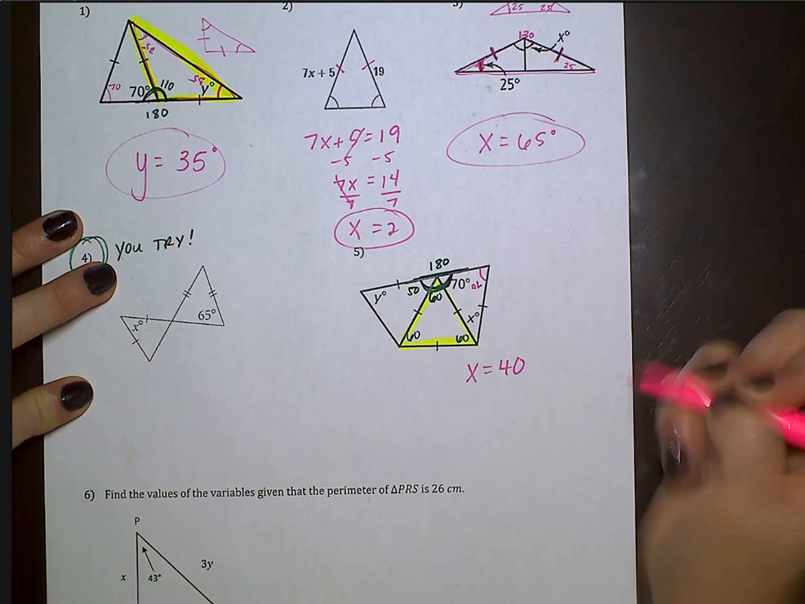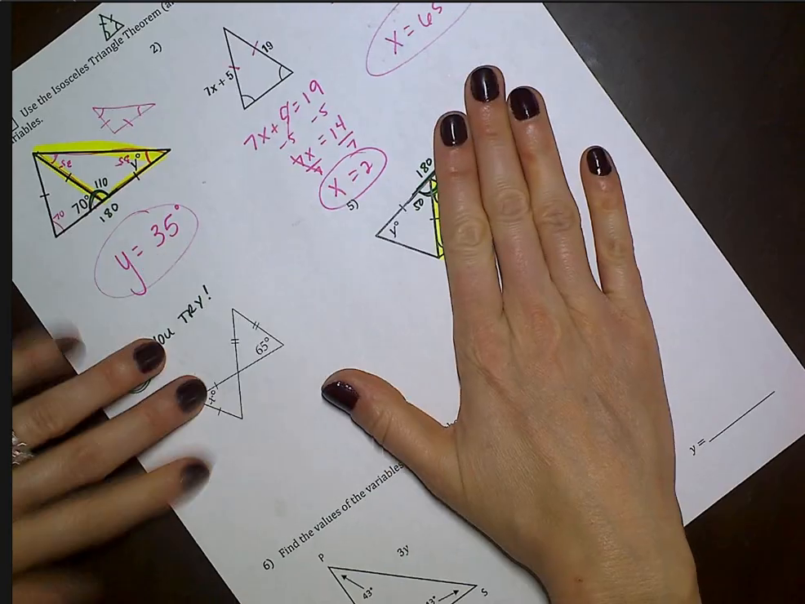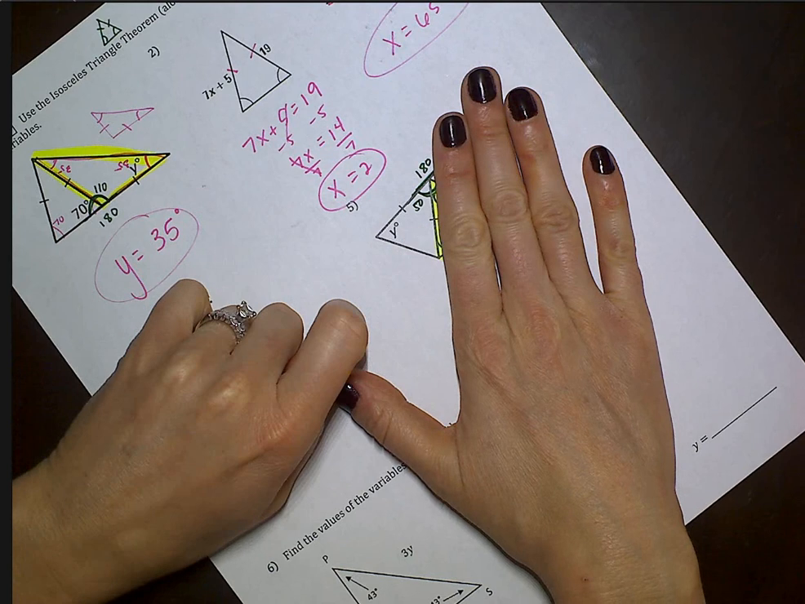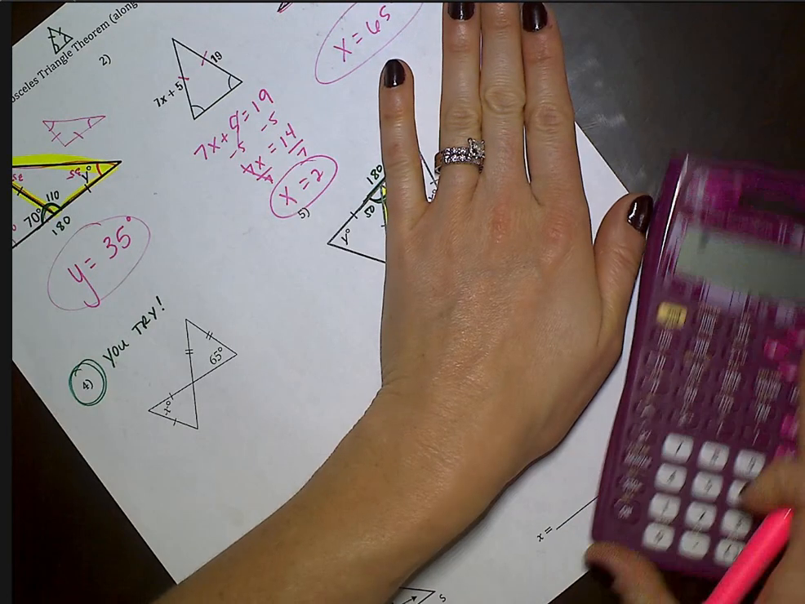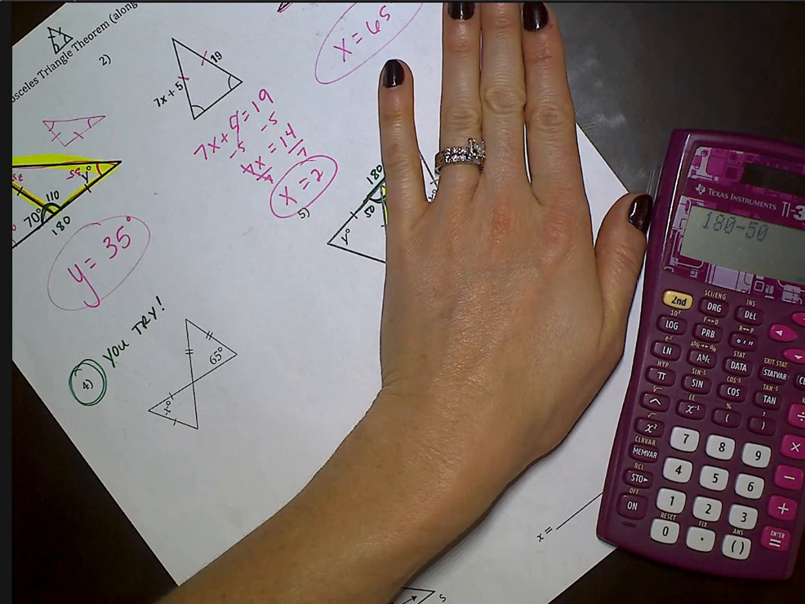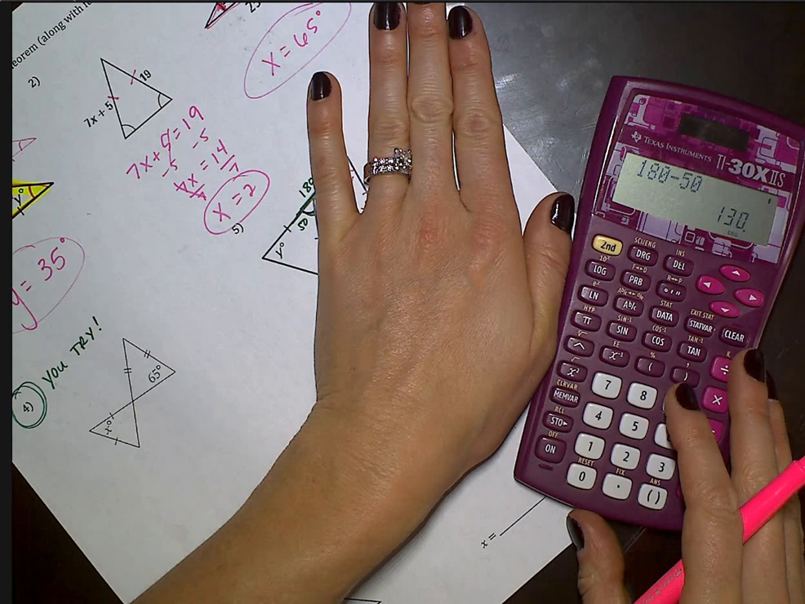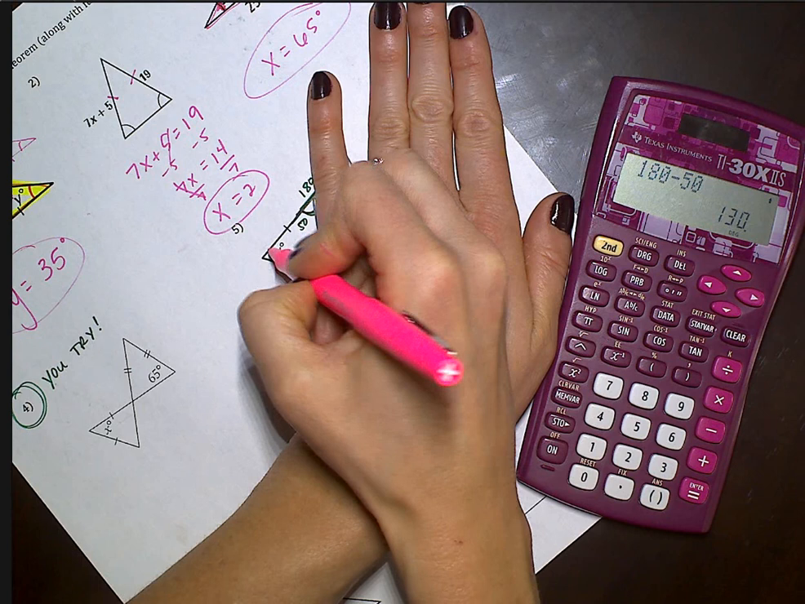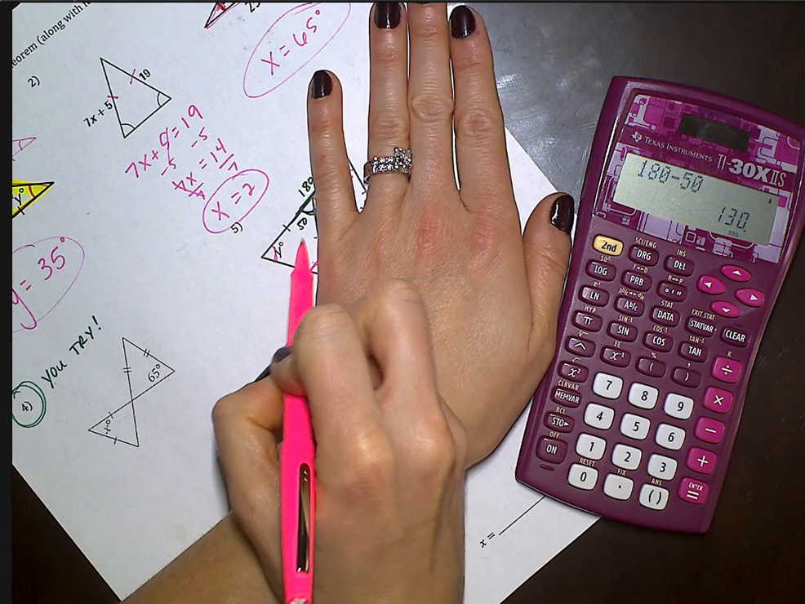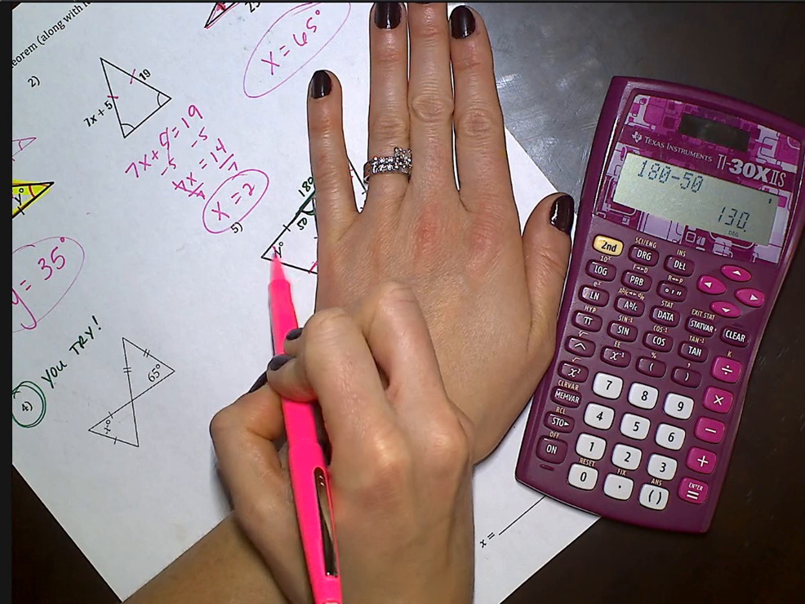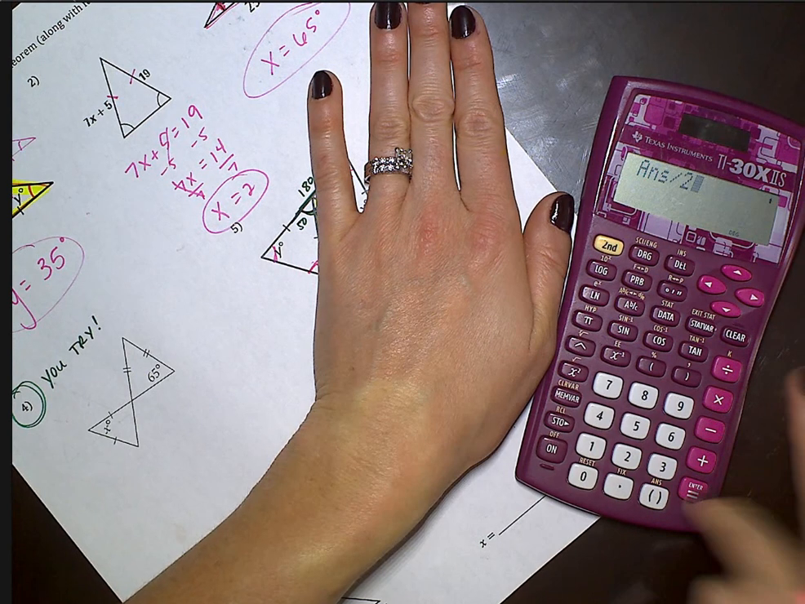Now jump over here for y. That triangle is also isosceles. And we figured out that the vertex angle was 50. Okay, if those sides are the same, those angles are the same. So there's 130 degrees left in this triangle. I'm going to split it into two. And that would be y, 65.